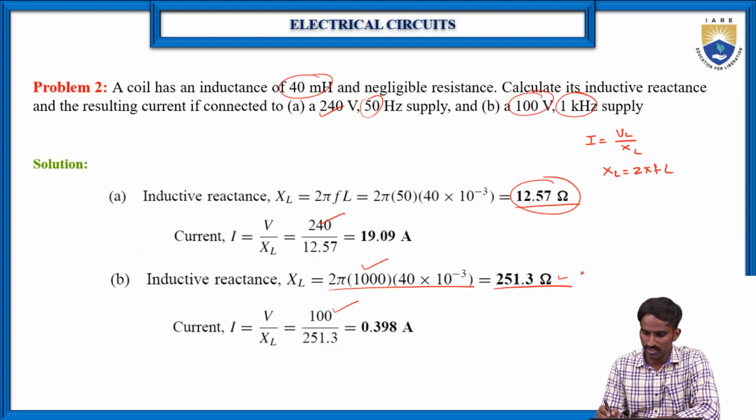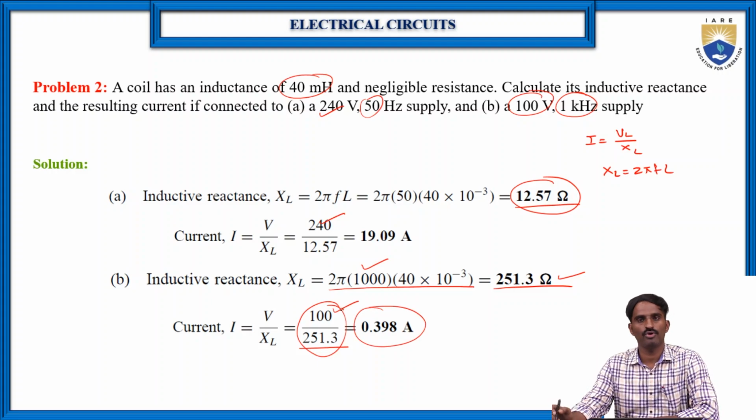By the Excel value we have calculated here, that is 251.3. So substitute all these two values, then you will get the I value as 0.398 amperes. Right? So this is how we can find the value of the current also.